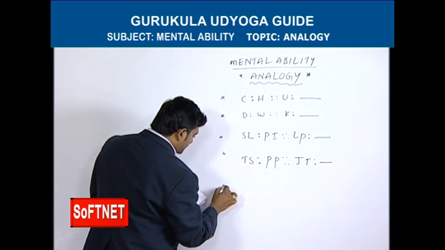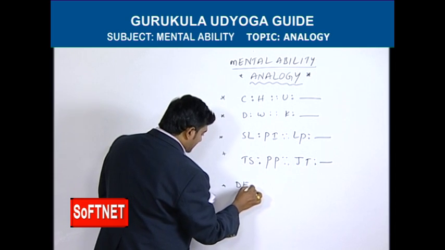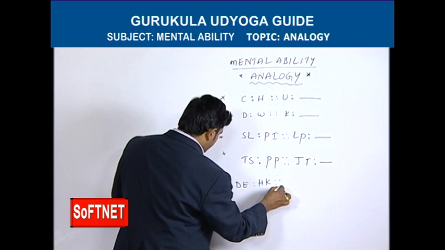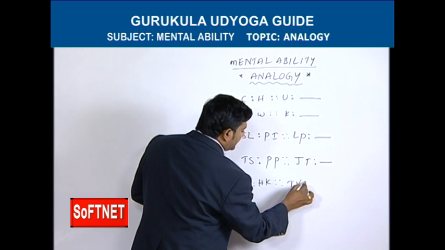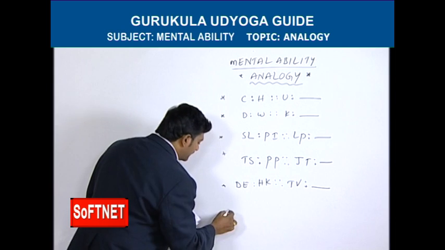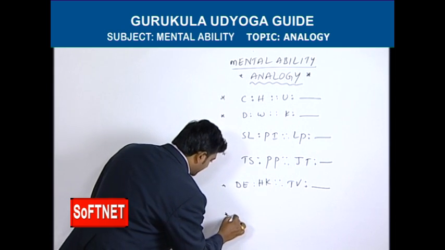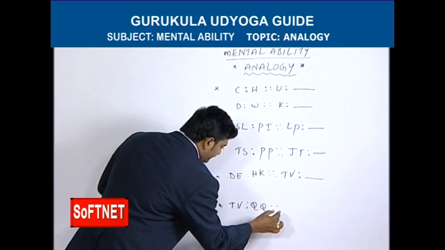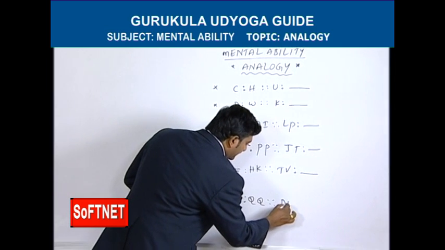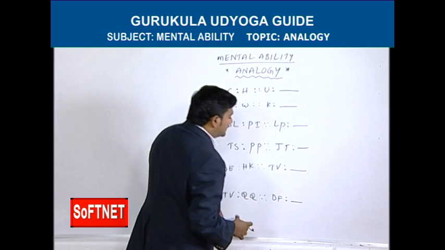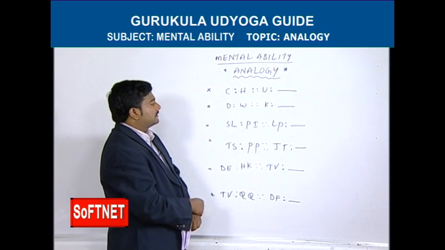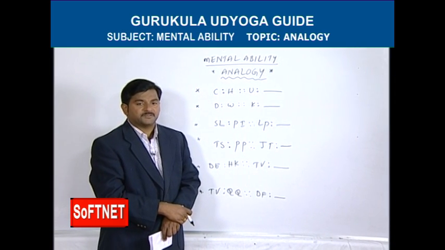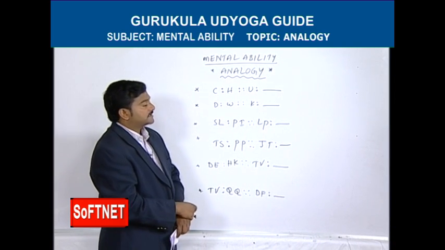Now D E is to H K as T V is to dash. Similarly T V is to Q Q as D F is to dash. So these are some types of questions regarding letter analogy part. Now let us start by discussing one by one.